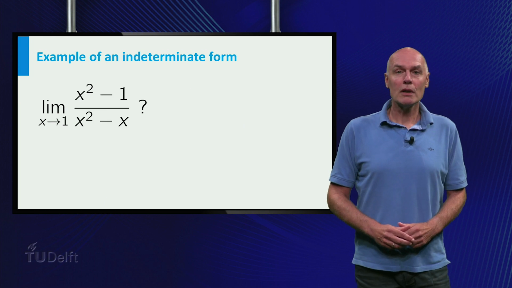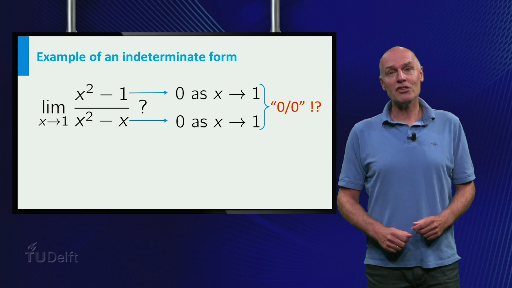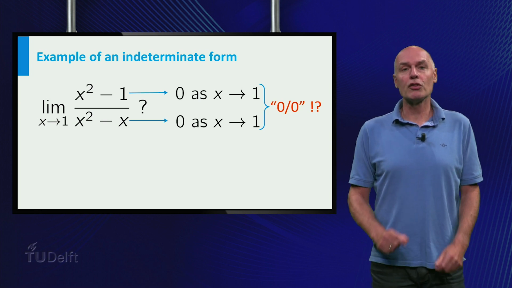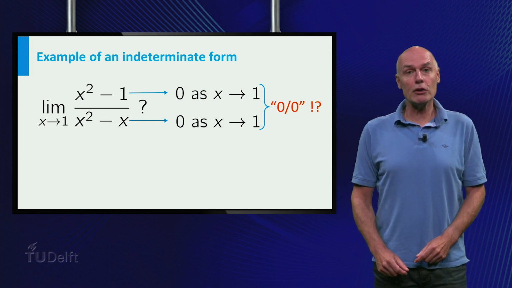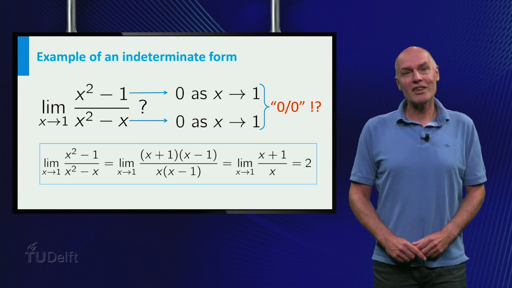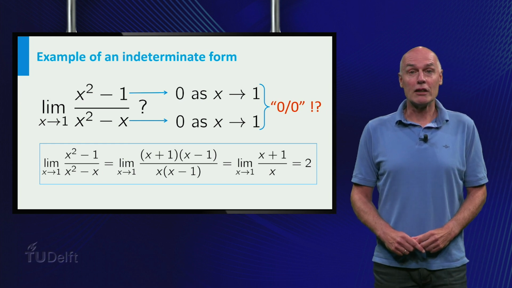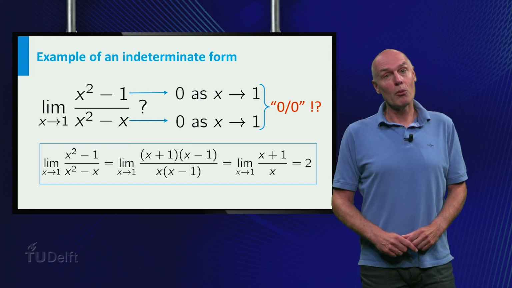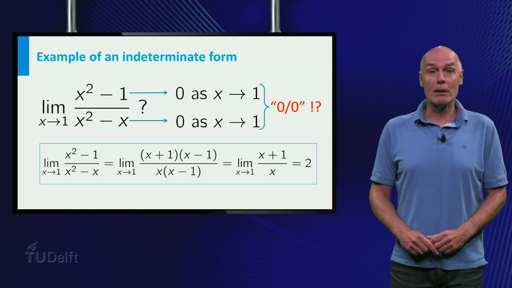It may also happen that both the numerator and the denominator approach 0. In such a case, the limit is said to be of an indeterminate form. Its value is not obvious. In some cases, as in the example on the slide, the limit can still be determined by simple techniques such as cancelling common factors. Note that the factor x minus 1 is present in both the numerator and the denominator, and it is close to 0, but not equal to 0 as x approaches 1. So, by dividing the numerator and denominator by x minus 1, we easily find that the limit equals 2.